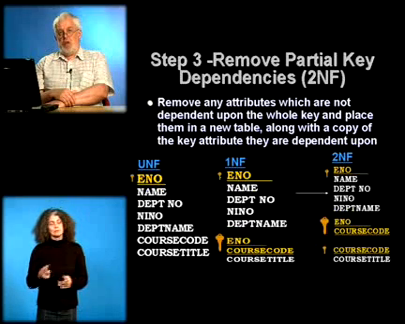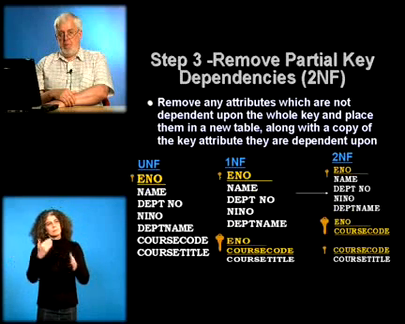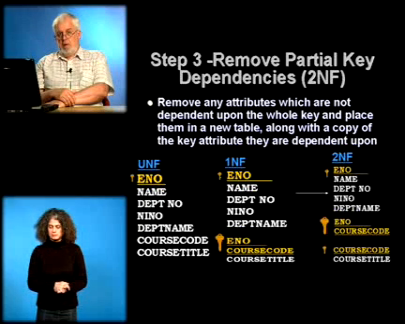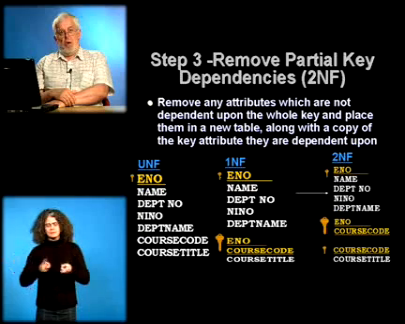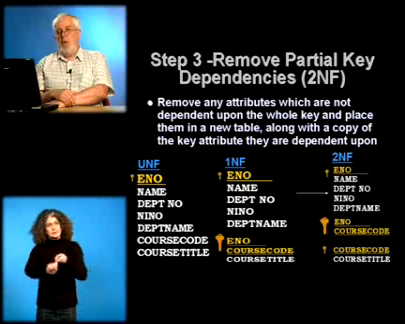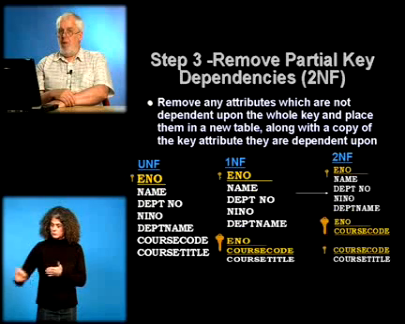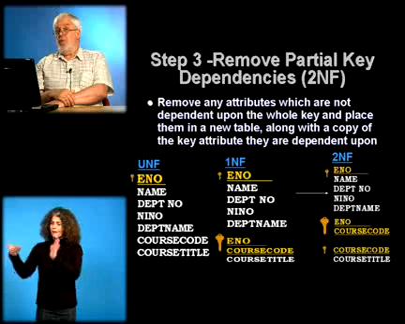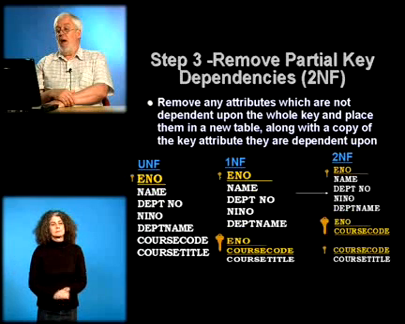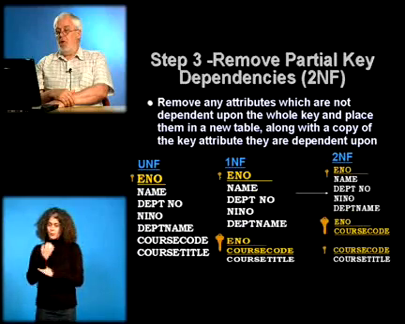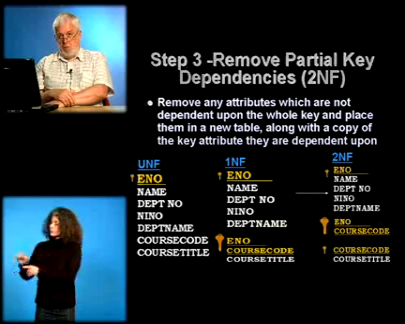So we say, is course title dependent upon employee number? And the answer to that question is no. Is course title dependent on course code? And the answer to that question is yes. So that is a partial key dependency. And we remove that to its own table and take the other table across with the attribute removed. So we have three tables now: employee number and course code, and course code.